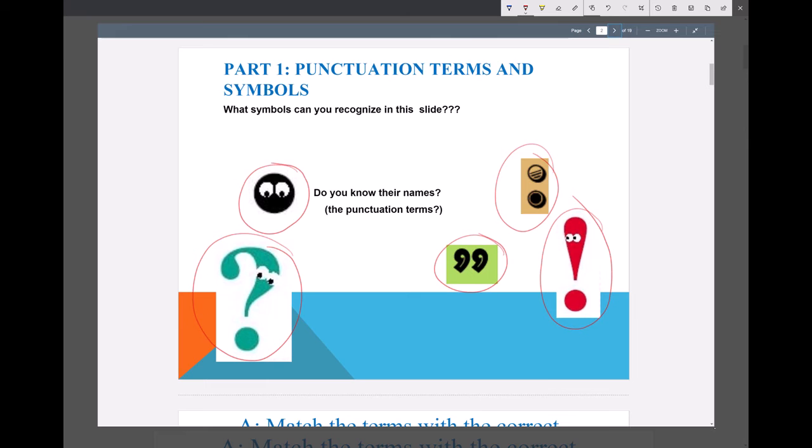If you name this one the period, and this one the question mark, this one the quotation mark, this one the colon, and this one the exclamation mark, and good job. Now see if you know what each one is for and how you use them. If you do, great. This lecture will help you review what each of these are for and how you can use them. If you don't, this is a great place to learn.